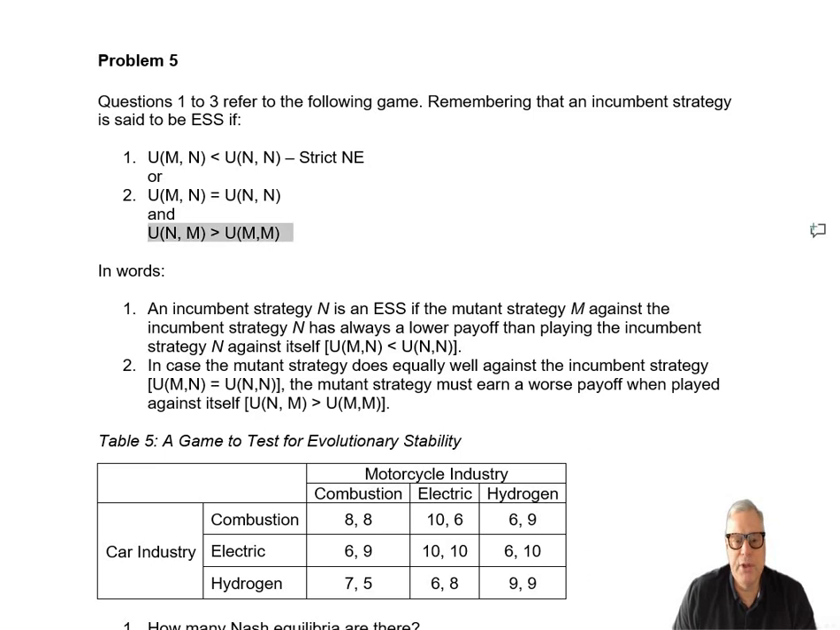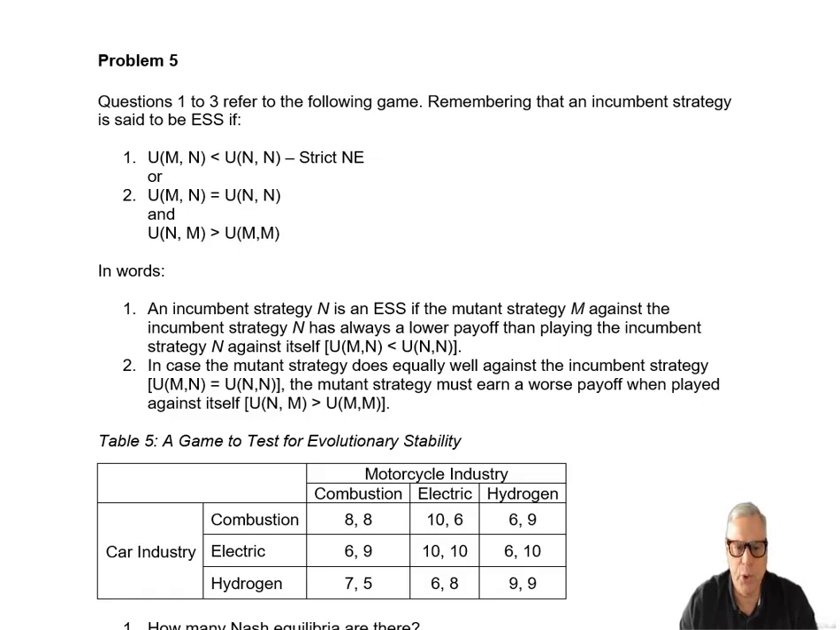So now what's important is the second condition, and that says if now someone who plays the incumbent strategy meets a mutator, but the one playing the incumbent strategy is still getting a higher payoff than someone who only plays with mutators, then the strategy is said to be evolutionary stable. I always find it difficult to put that in words, but I nevertheless tried. But when looking at the formulas, it should be much clearer.